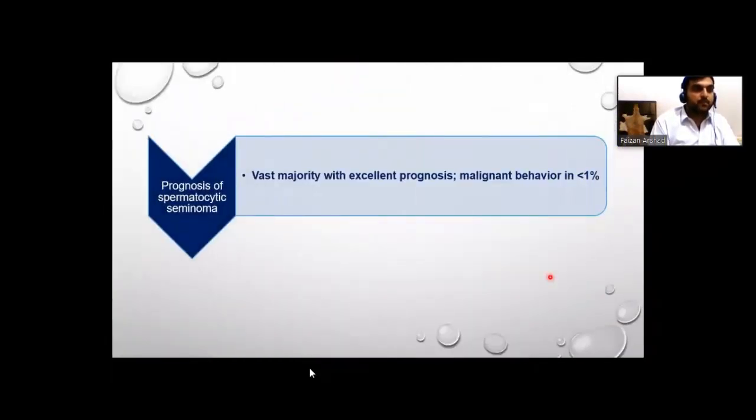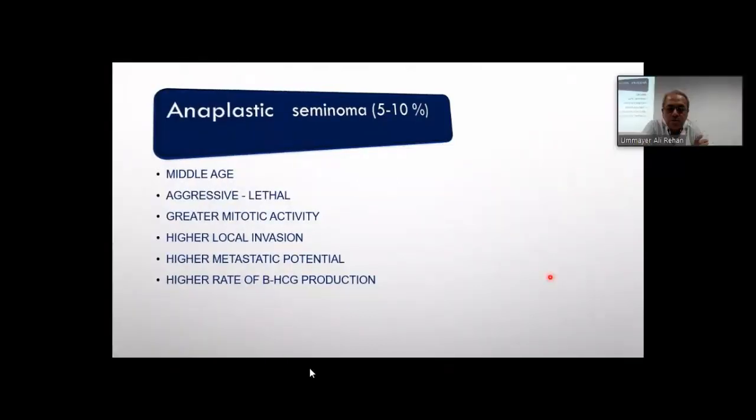Prognosis of spermatocytic seminoma: the vast majority have excellent prognosis, with malignant behavior in less than 1%. Next, anaplastic seminoma, which is 5 to 10%. Occurs in middle age, aggressive and lethal, with greater mitotic activity, higher local invasion, higher metastatic potential, and higher rate of beta-hCG production.